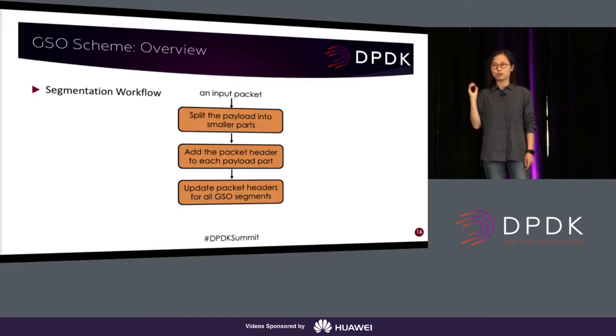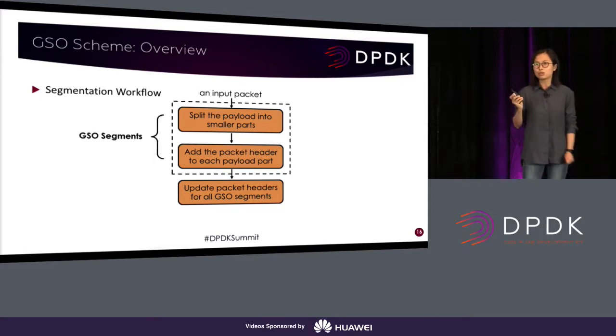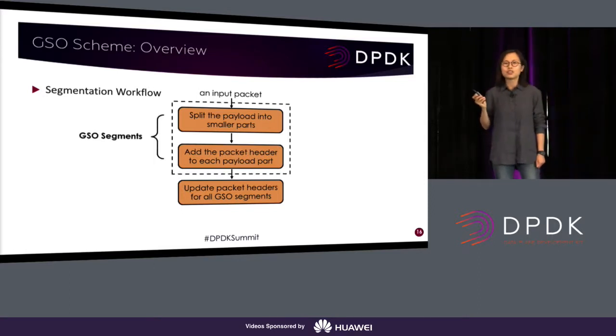So let us see the GSO segmentation scheme. This picture shows the segmentation workflow. For an input packet, we will split the packet payload into smaller parts first, and then add the packet header to each part. After these two steps, we will get many GSO segments. And finally, we will update the headers for all GSO segments.